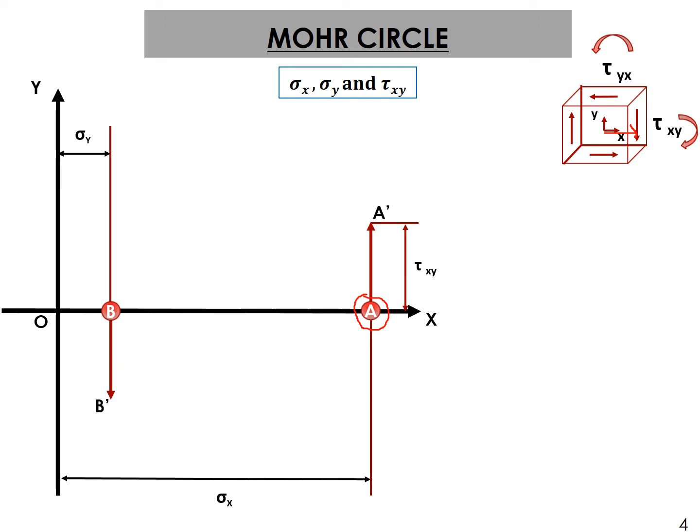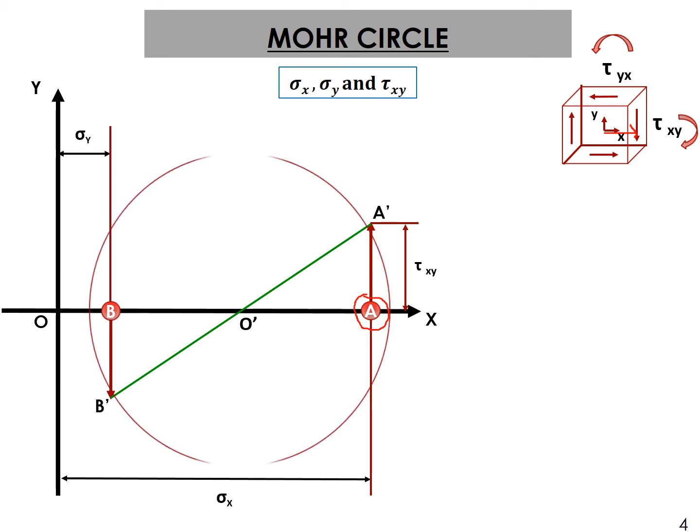Now, the requirement of the Mohr circle is join these two extreme points A dash and B dash. Simple. Join these 2 points. Now, taking O dash to be the center and either O dash A dash or O dash B dash as the radius, draw a circle. This is known as Mohr circle. A very important concept, very helpful. I hope it is clear.